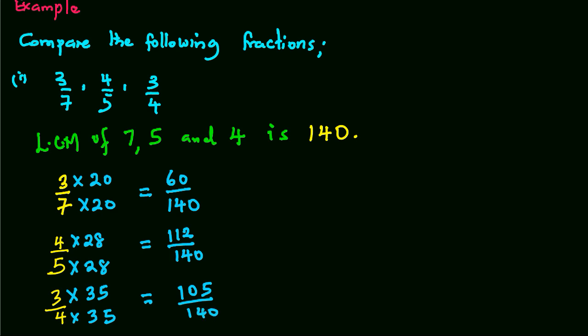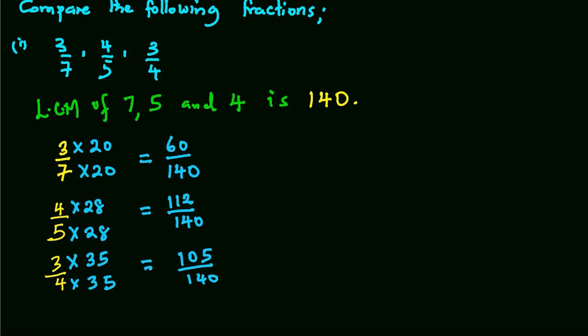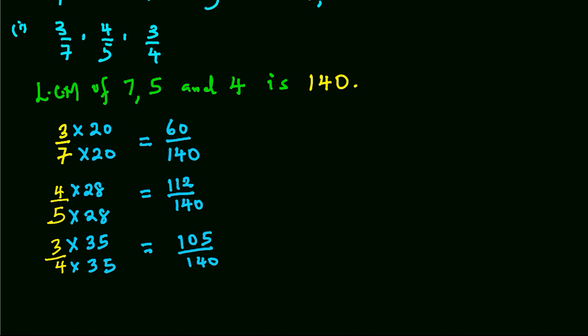But we said that the fraction with the greatest numerator is the greatest. So therefore, we can conclude here that 4 over 5 is greater than 3 over 4, which is greater than 3 over 7.